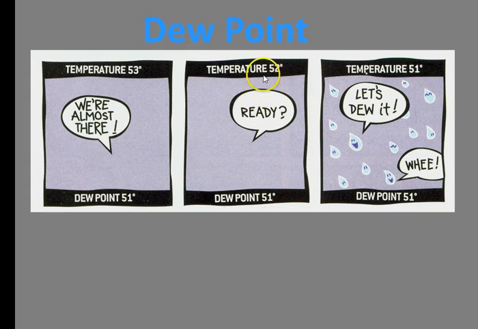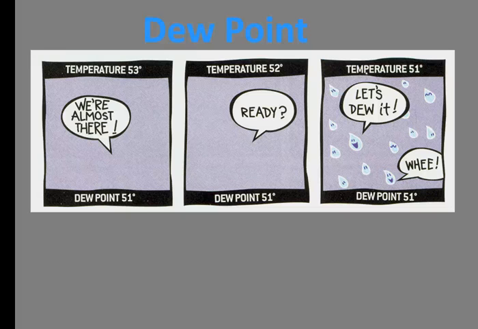In the second box, we have the temperature at 52, and now it's at 51. Dew point remains the same. So now they're saying, get ready. And if you look here, what happens? The temperature drops to 51 degrees, which is the dew point temperature. Now all of a sudden, we see dew or condensation formed. So it says, let's do it.